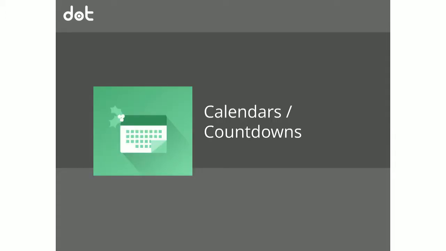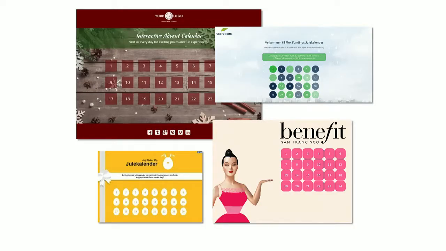We also have things like calendars and countdowns. I'm sure you've seen this before. Advent calendars, or any kind of countdown, really, where each day there's some kind of prize or custom premium content that is released that people can sign up for. So each day they sign up for either a piece of premium content or for some kind of prize.